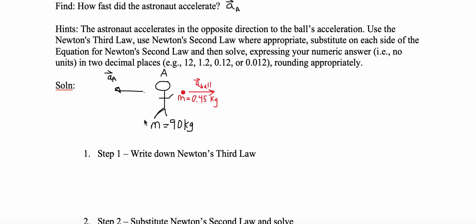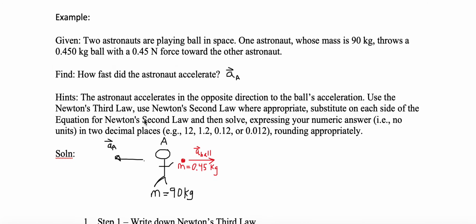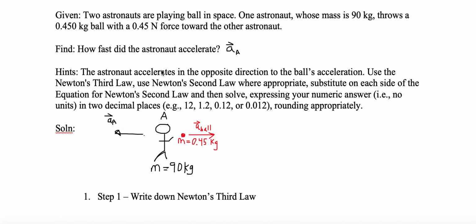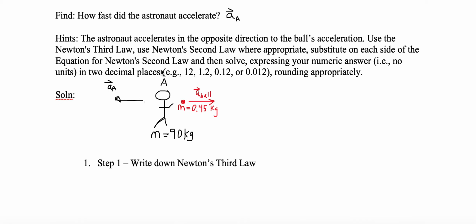We need to start by writing down Newton's third law. So remember, let's review it. Force of body A on body B is equal and opposite to force of body B on body A. Well, we have two bodies. One of them is a ball, one of them is an astronaut. So the force applied by the astronaut, capital A, on the ball, small b, is equal and opposite, opposite meaning the negative sign, to a force applied by the ball, small b, on the astronaut.